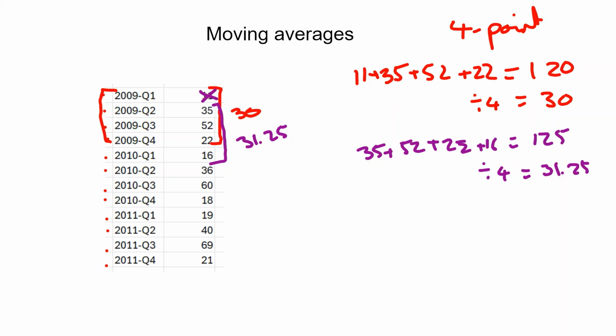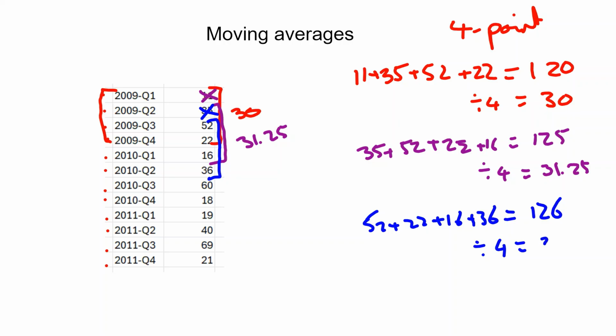Again, if we're working out the next 4-point moving average, we get rid of that one. Look at the next 4 values, so 52, all the way down to 36, which will be 126. Work them out as an average, 31.5. So we're going to get our first 3 4-point moving averages.